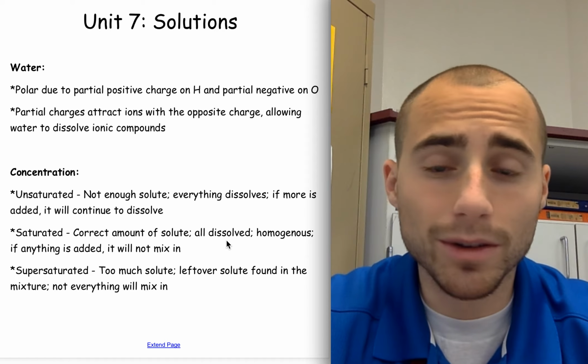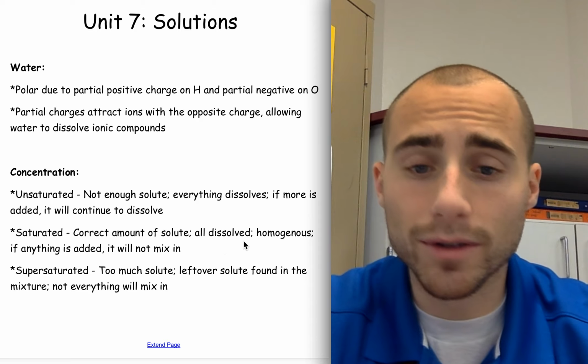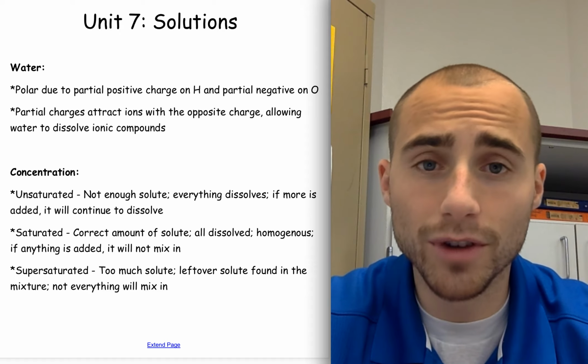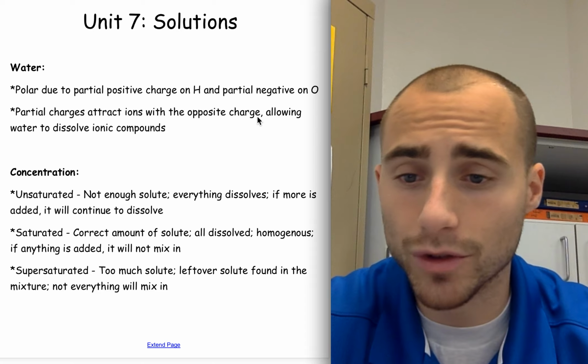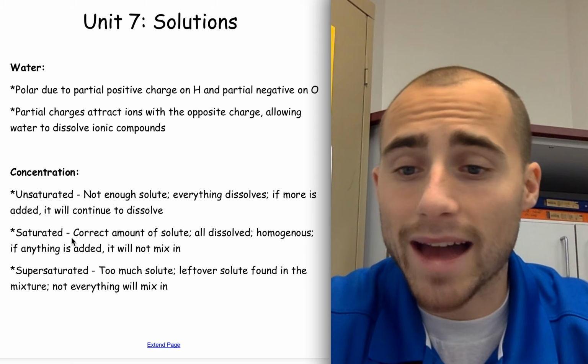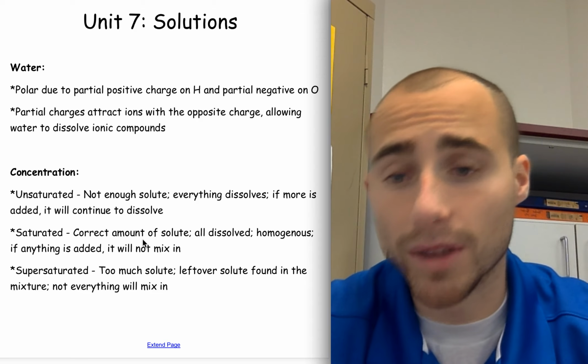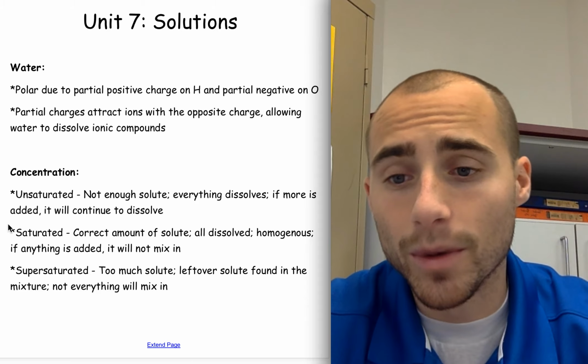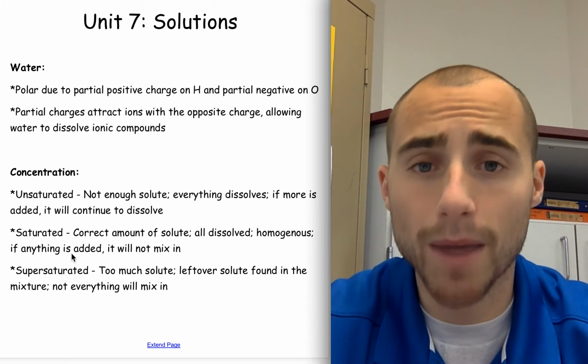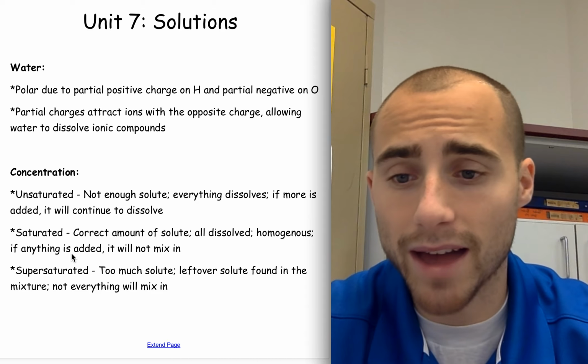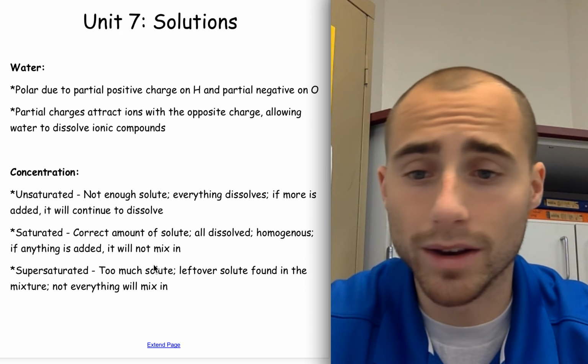A saturated solution is generally the correct amount of solute, meaning it's a homogeneous mixture, a homogeneous solution. If anything is added to a saturated solution, though, it will not mix in. It will end up becoming supersaturated, because with a saturated solution, we are at the exact perfect amount of solute. So if anything's added, it's going to make it supersaturated.